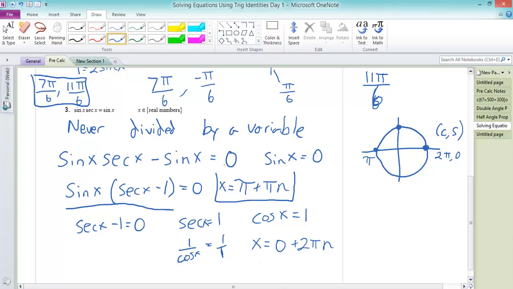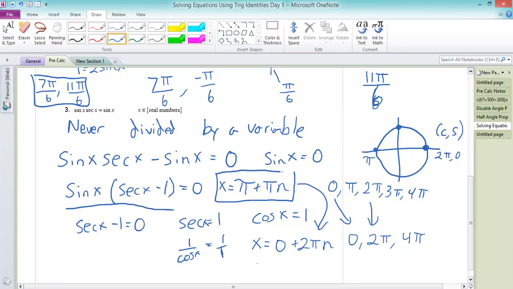So now I have these two solutions, but really they're the same thing. Pi plus pi n will get me all the numbers that 0 plus 2 pi n does. Because this guy will give me 0, 2 pi n, 4 pi n, and so on, all even numbers. Well, this guy, if n was equal to negative 1, it would be 0, pi, 2 pi, 3 pi, and 4 pi. And you see that every other one gives me one of the solutions from this guy. So my final answer is just going to be this.